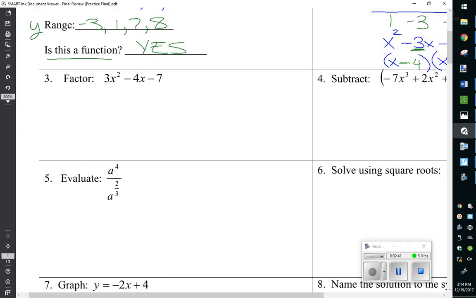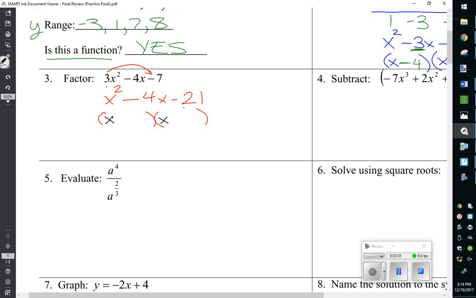Number 3, factor. In this case, I've got a 3 in front here, so I'm going to multiply that 3. I'm going to do borrow and payback. So I'm going to multiply that 3 over. X squared minus 4x minus 21. Multiplied by 3 to start. Now I'm going to factor.